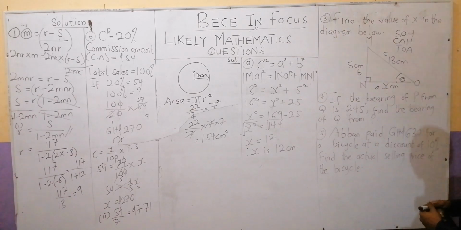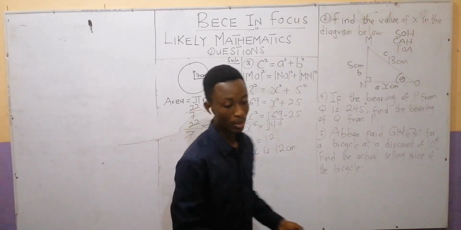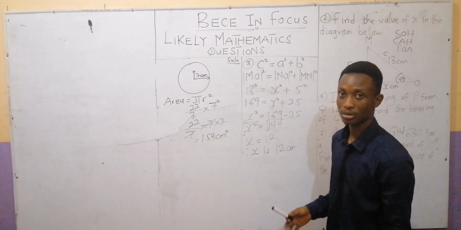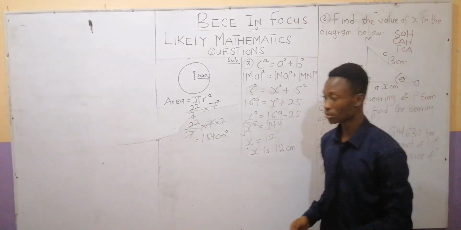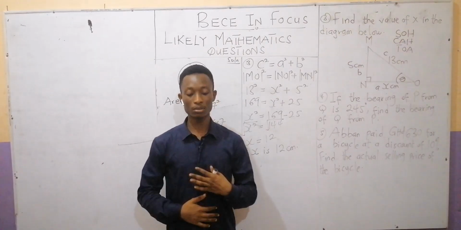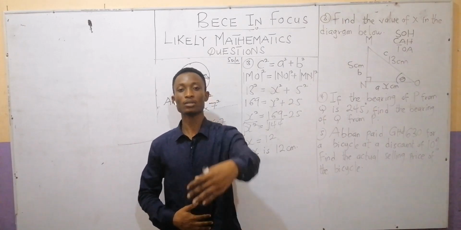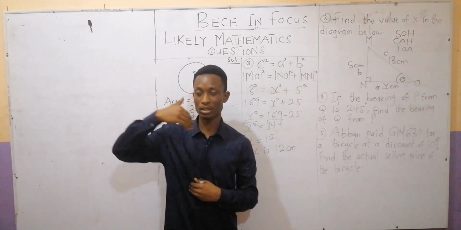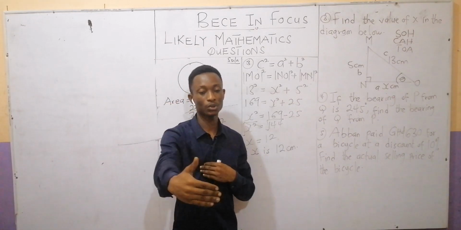If the bearing of P from Q is 245 degrees, find the bearing of Q from P. Bearing talks about the distance between two points in relation to angles. Let's assume I stand and face the camera at about 50 or 60 degrees, right between where the camera is and where I am. The angle between it is 60.